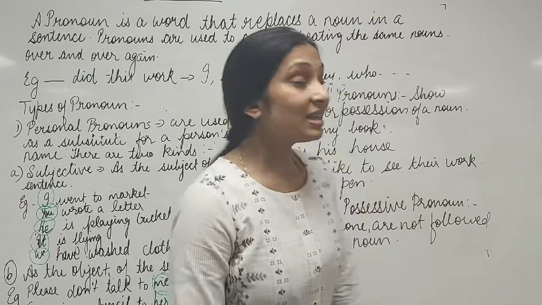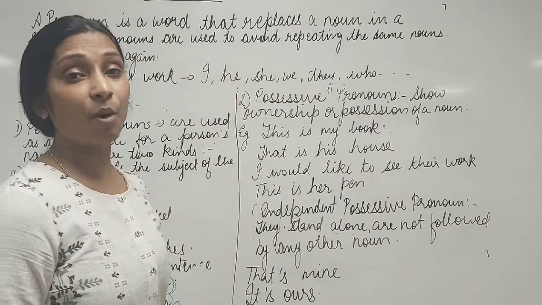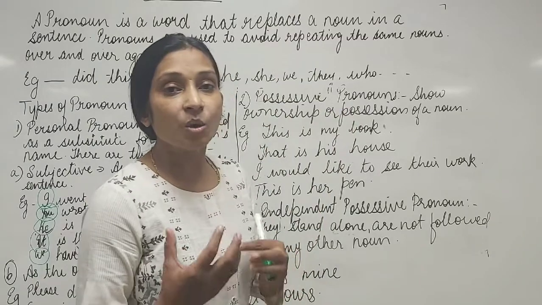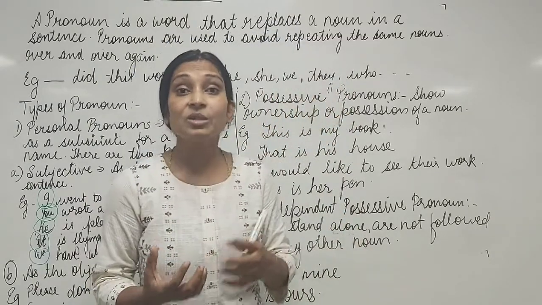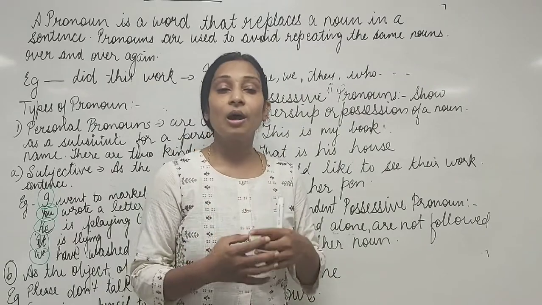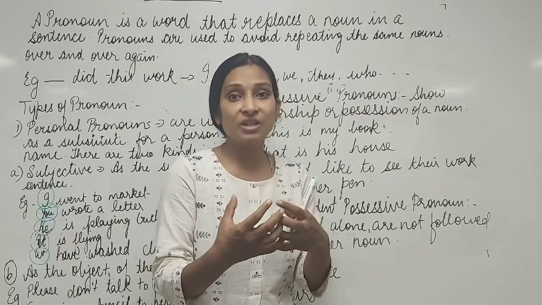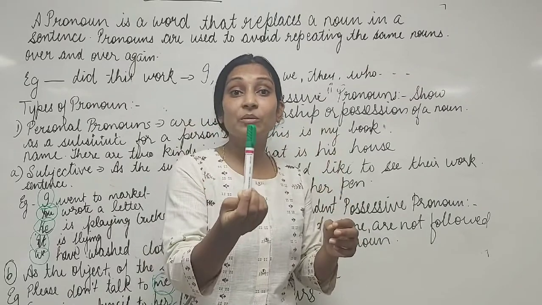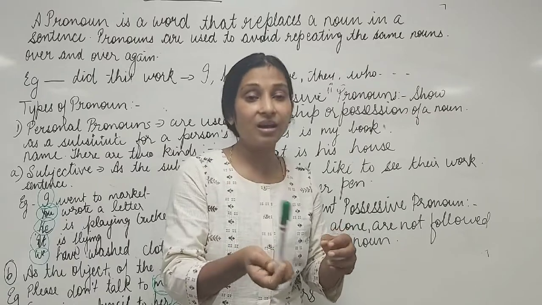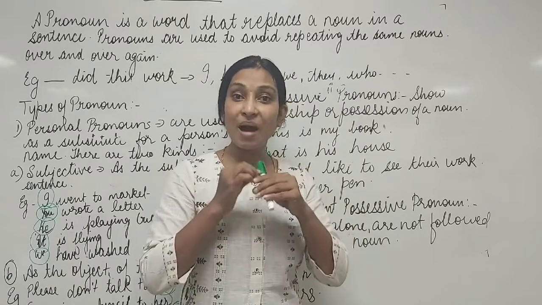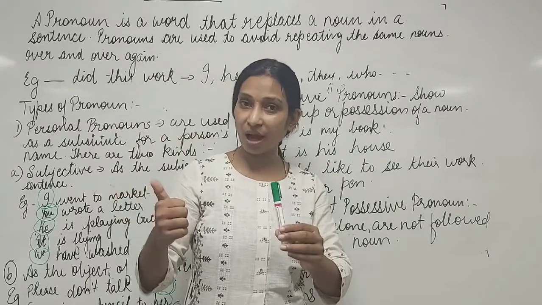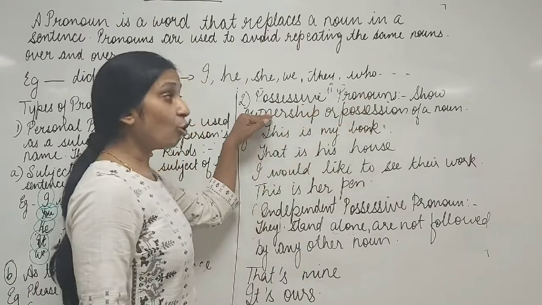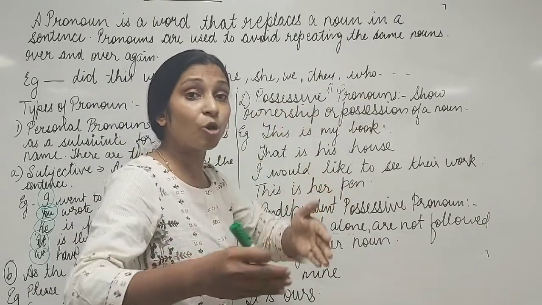Clear everyone? Let's move on to the second type of pronoun, children, that is possessive pronoun. Now, what does the word possessive mean? Possessive means ownership. Ownership or the possession of something, that this particular thing is mine. Whom does this particular thing belong to? Clear? This pen is my pen. So my is used as a pronoun over here. Clear everyone? So possessive pronouns show ownership, that a particular thing belongs to whom.